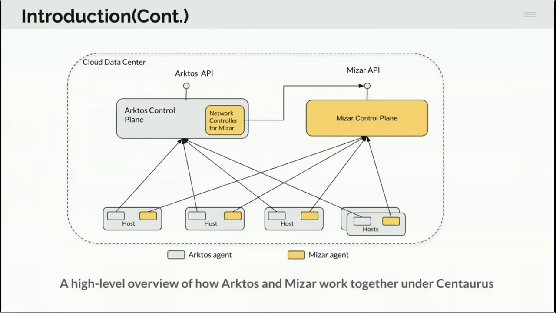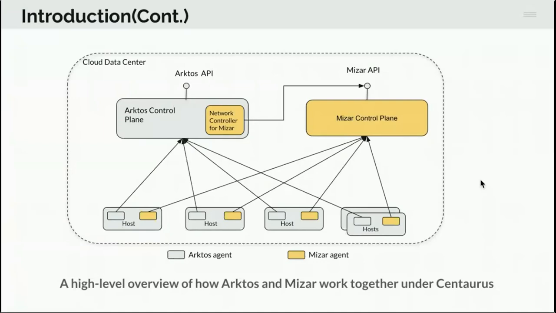Before we jump into the details of these three major features, I want to first give a high-level overview of the relationship between Arctos and Mizar. This diagram shows how Arctos and Mizar work together in a cloud data center. You can see all the hosts in a cloud data center are managed by Arctos and Mizar at the same time. On each host, we have a computing agent, which reports to the Arctos control plane. And we also have a networking agent, which reports to the Mizar control plane. These components work together to schedule workloads on different hosts and make sure these workloads can communicate with each other.